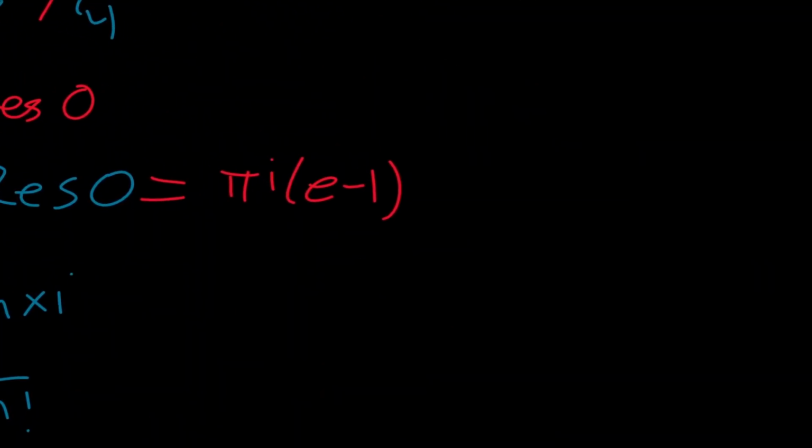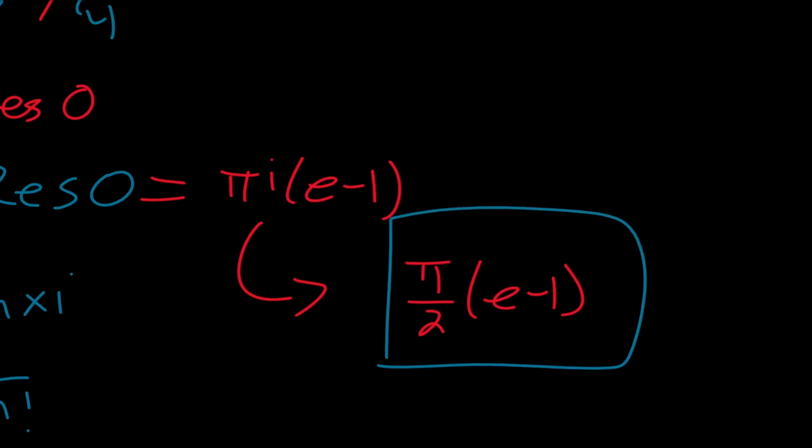Multiplying by half, we see that this becomes pi over 2 times e minus 1 times i, but what's the imaginary part of this? Just gonna boop. So that right there, ladies and gentlemen, is just our answer. It's pi over 2 times e minus 1.